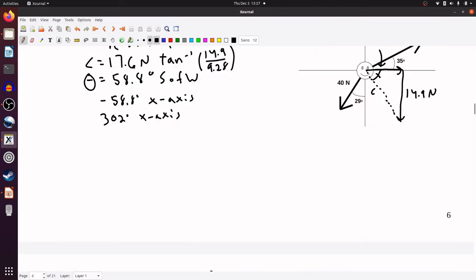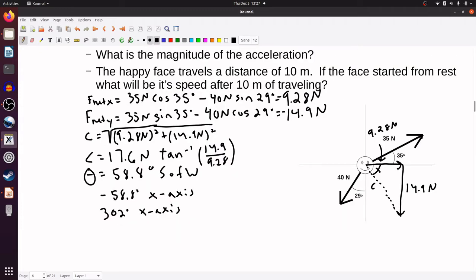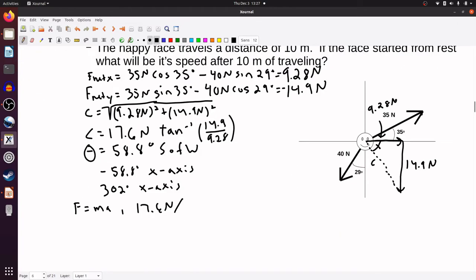And I think I have a third part, and hopefully I have enough room. I do. It says it travels a distance of 10 meters, if it started from rest. What's the magnitude of the acceleration? This one's really easy. I know that force is equal to mass times acceleration. So I take my net force of 17.6 newtons and divide that by the mass. What was the mass? 2 kilograms? Sounds good. So 17.6 divided by 2 gives me 8.8.